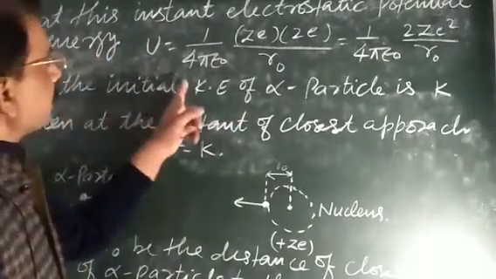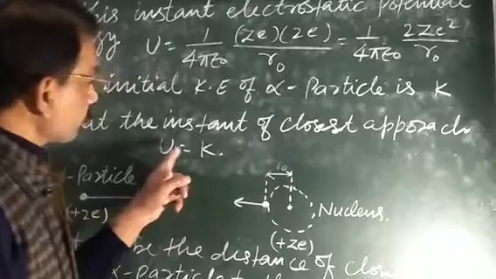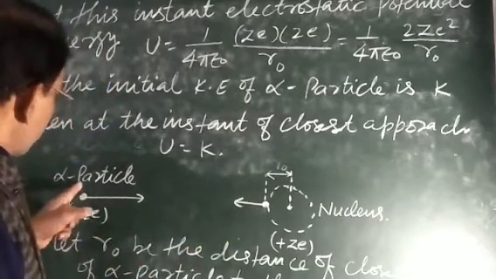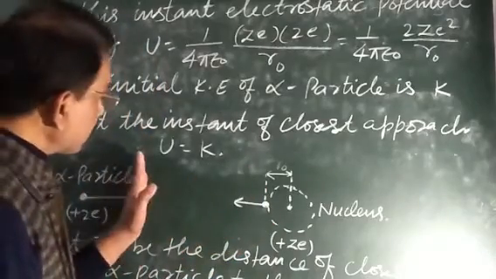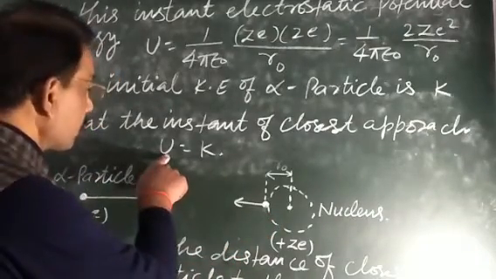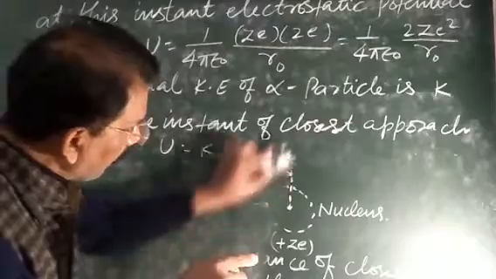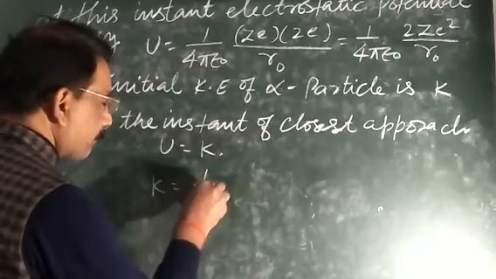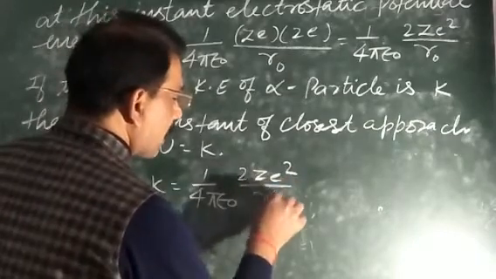So if the initial kinetic energy of the alpha particle is k, then at the distance of the closest approach U is equal to k. हमने क्या बताया था? If suppose this alpha particle is bombarded toward the atoms with the kinetic energy k, then when it comes closest to the nucleus, the whole kinetic energy k is changed into its electrostatic potential energy. So in this way you can say in place of U you can write k is equal to 1/4 pi epsilon naught 2 Ze square upon r0.